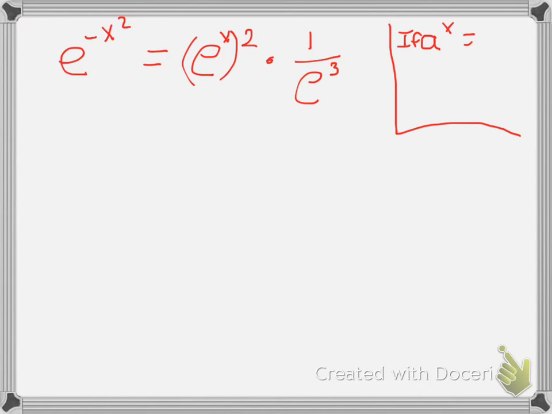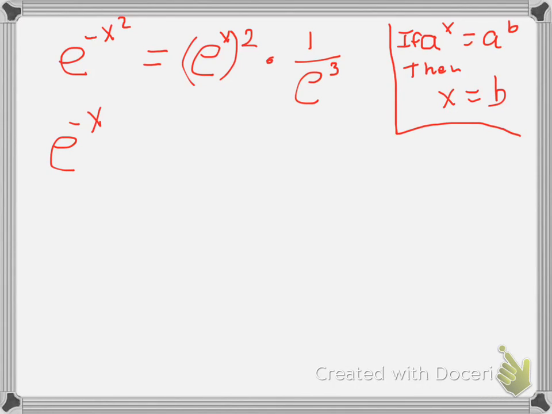Now what we're going to use is a fact that if a to the x equals a to the b, then x equals b. The bases are the same. If they're equal, the exponents better be the same. So now what we're going to try and do is, we've got e raised to something on the left side, and we're going to try and make the right side become e raised to something. So we're going to use our laws of exponents.